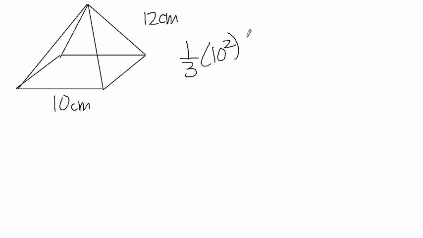So let's assume that the square base has sides of length 10 centimeters, and let's say that the altitude is 12 centimeters. All right, so what would be the volume of that pyramid? Well, 1/3 times the area of the base, 10 squared, times the altitude. So what would that give? That would be 400 cubic centimeters.